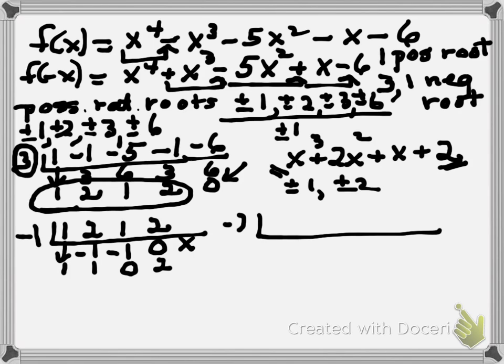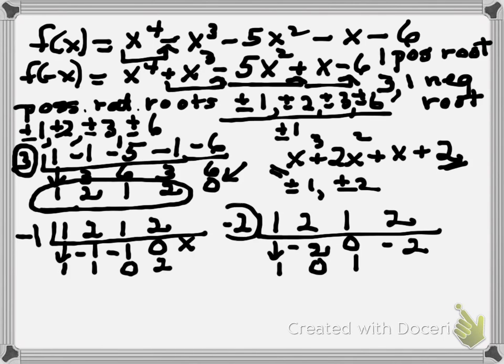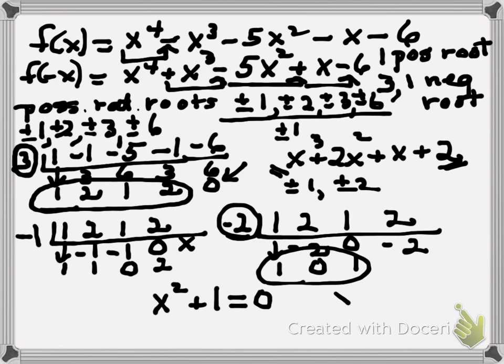If I try negative 2, then I have 1, 2, 1, 2. Negative 2, it's going to give me 0, 0 here, 1, negative 2, and negative 2 is a root. And now what I have here is now x squared plus 1. X squared equals negative 1, and I know that I have 2 roots that are imaginary here because I ended up with a square root of negative 1.